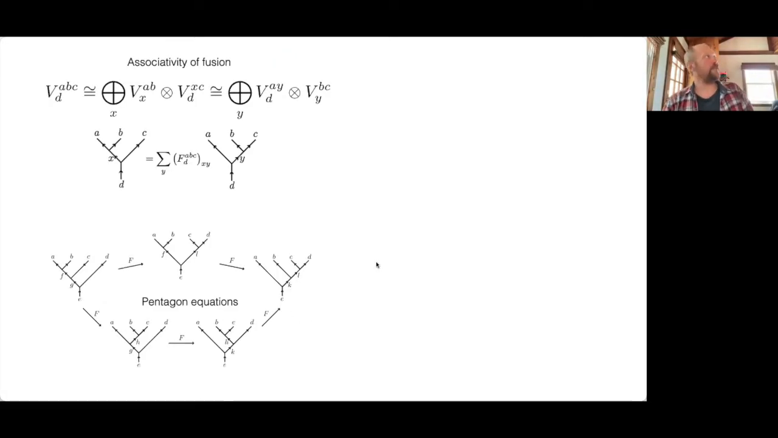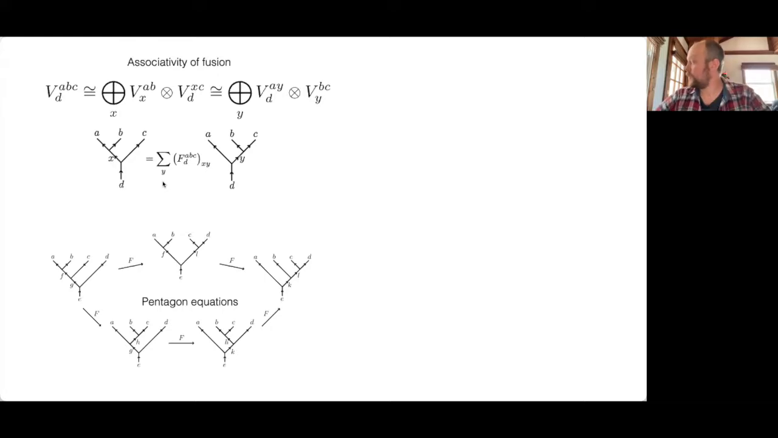Now we may have multiple ways of creating the same vector space. This fusion space of 3 particles, A, B, and C fusing into D, can be decomposed in 2 different ways. One is shown on the left side here, where A and B first fuse to X, and then C and X fuse into D. And the other is shown on the right-hand side, where B and C first fuse to Y, and then A and Y fuse to D.